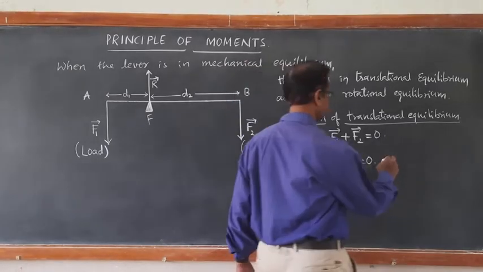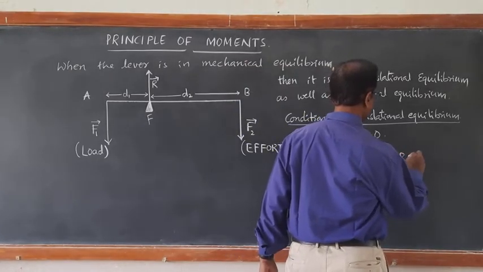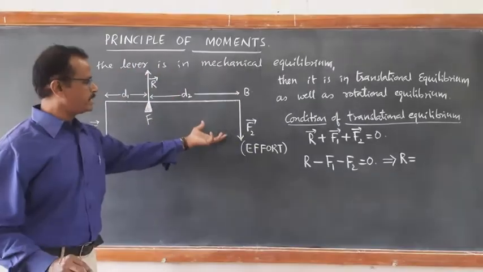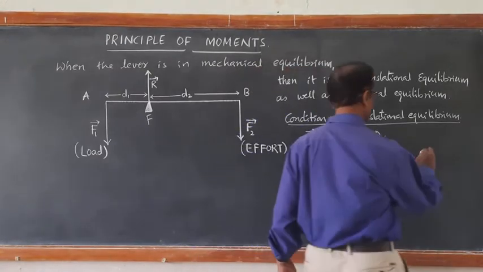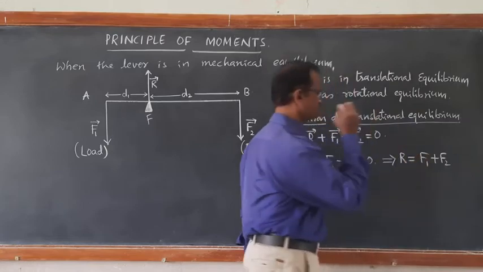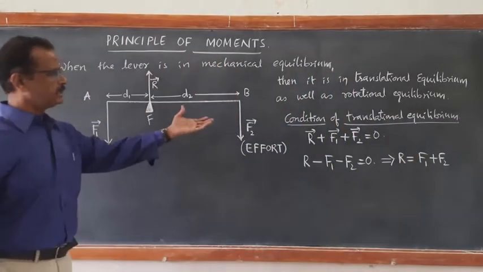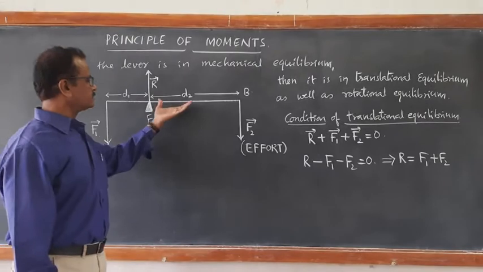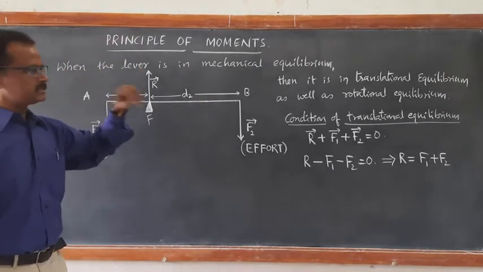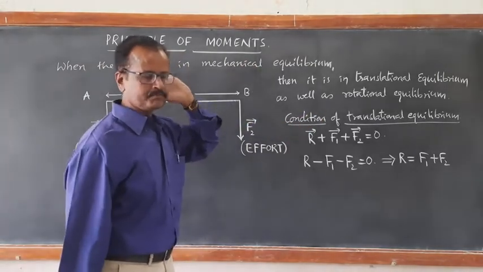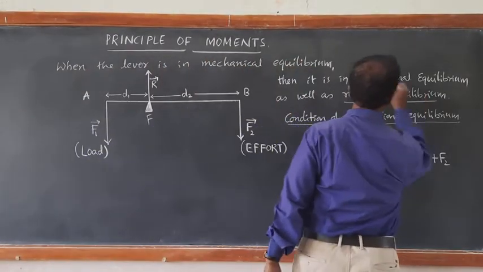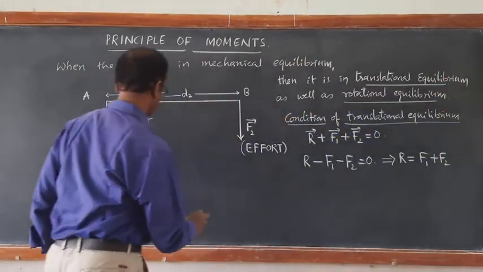This implies the total reaction force exerted at the fulcrum, at the support, must be equal to the sum of the forces F1 plus F2. Then only it will be in translational equilibrium. Neither is the lever moving downwards, nor is it moving upwards. This is the condition of translational equilibrium. Now we will write the condition of rotational equilibrium.